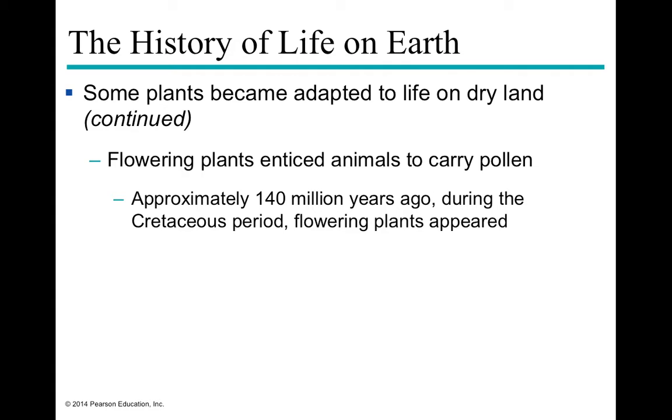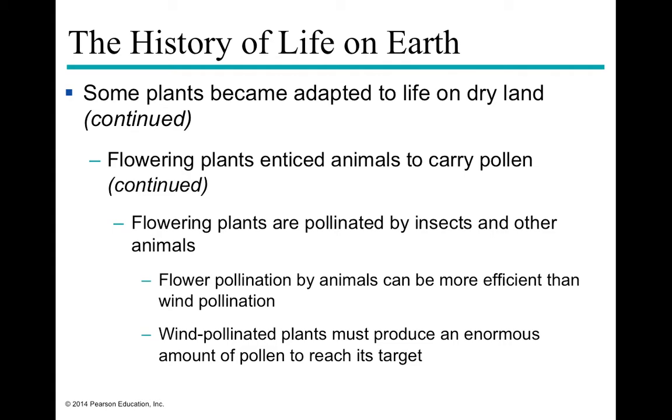Now, what's interesting about flowering plants is that they are meant to interact with animals. The idea behind the flower is that they entice an animal to come to get the nectar or whatnot. And at that time, they pick up pollen and carry it over to the next flower, so they can take the seed from one plant to another.